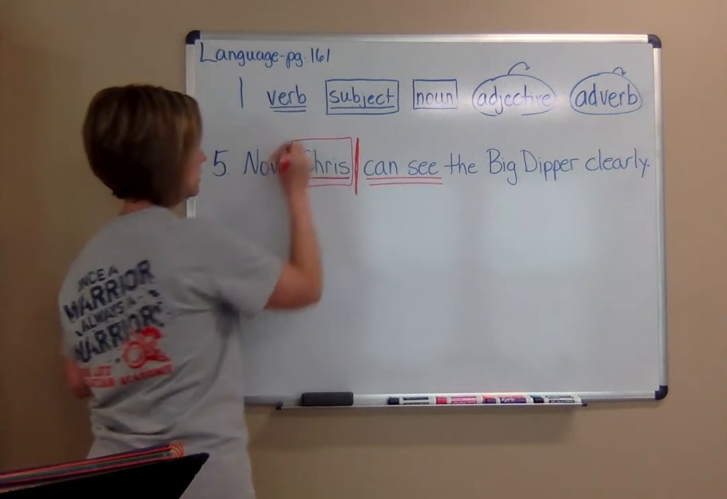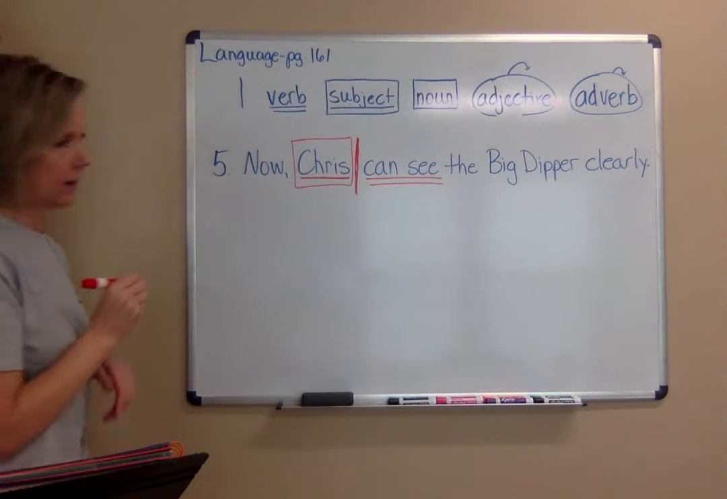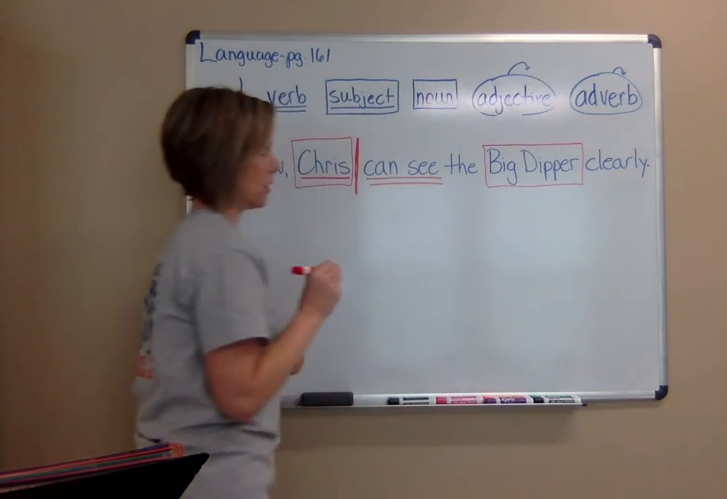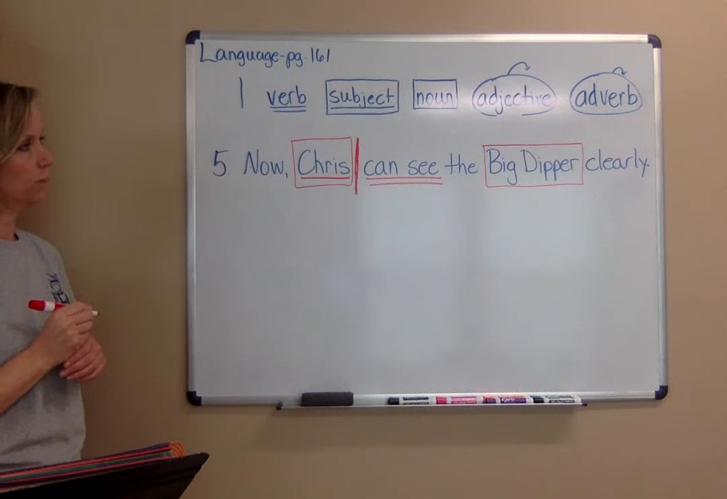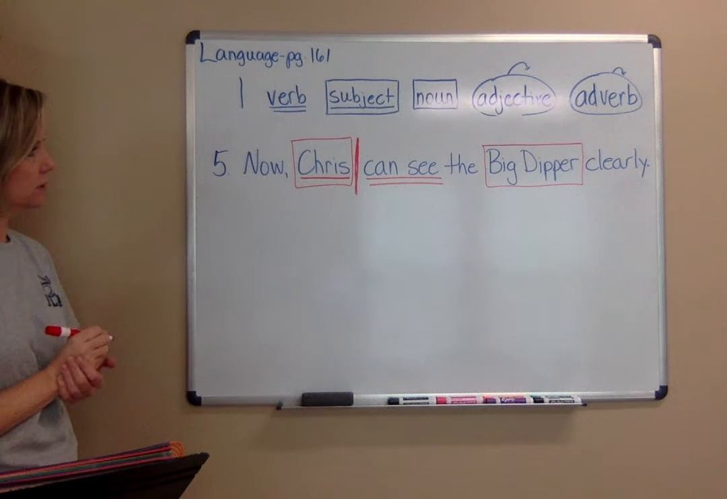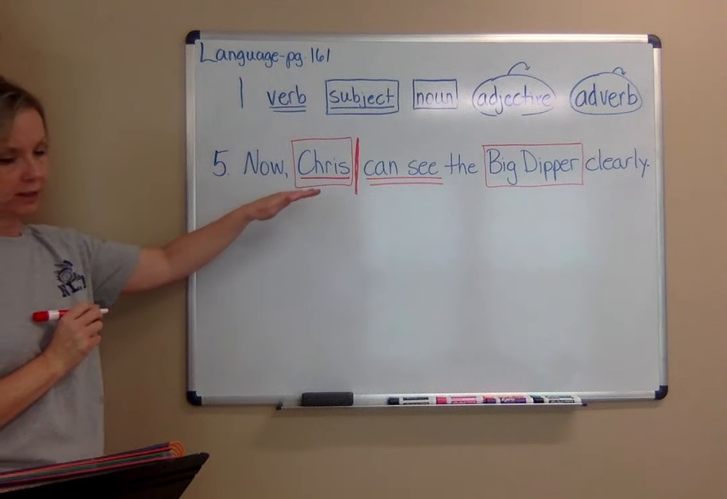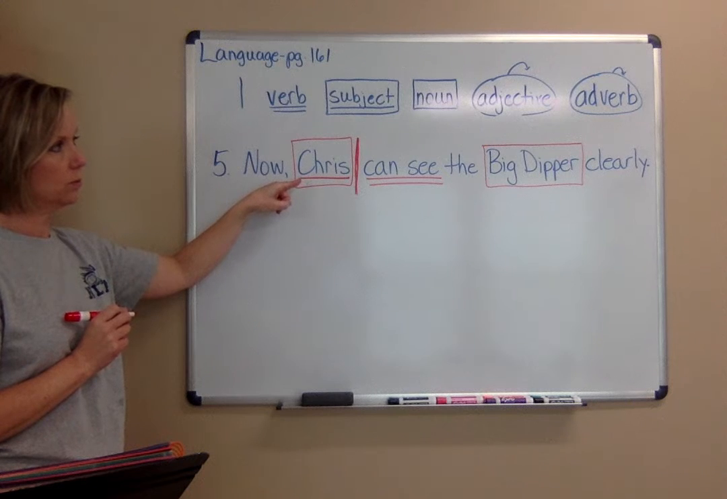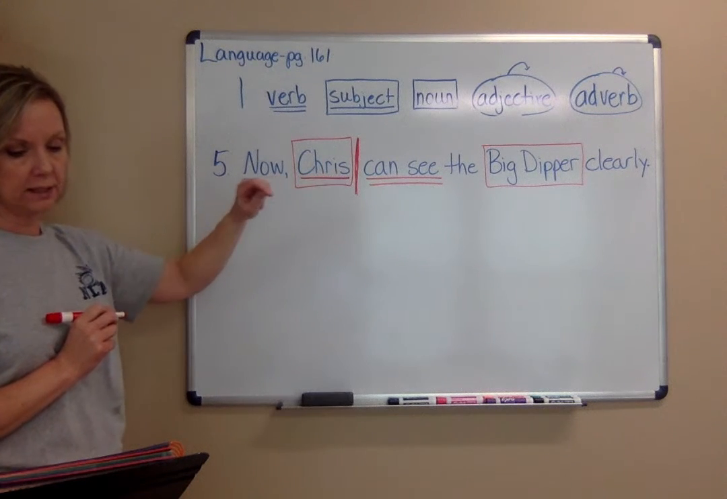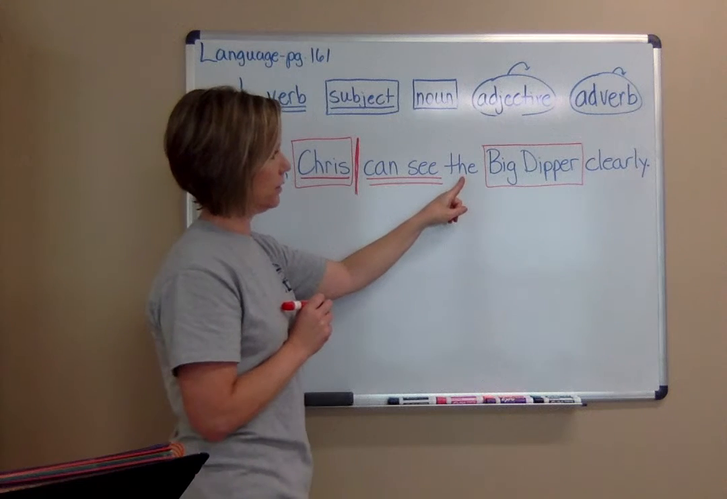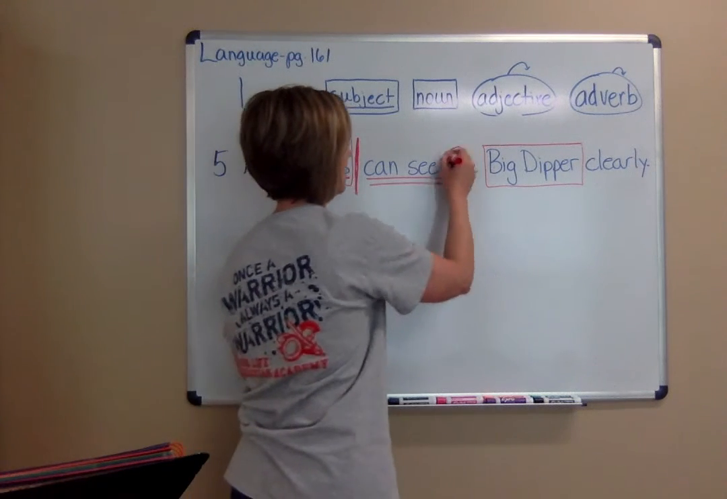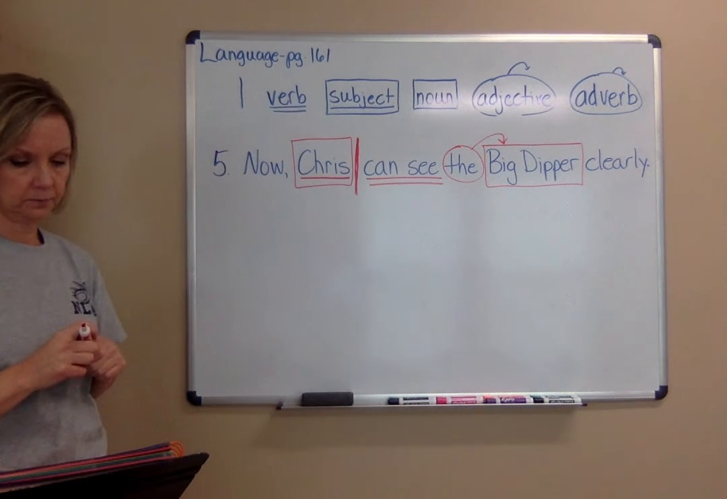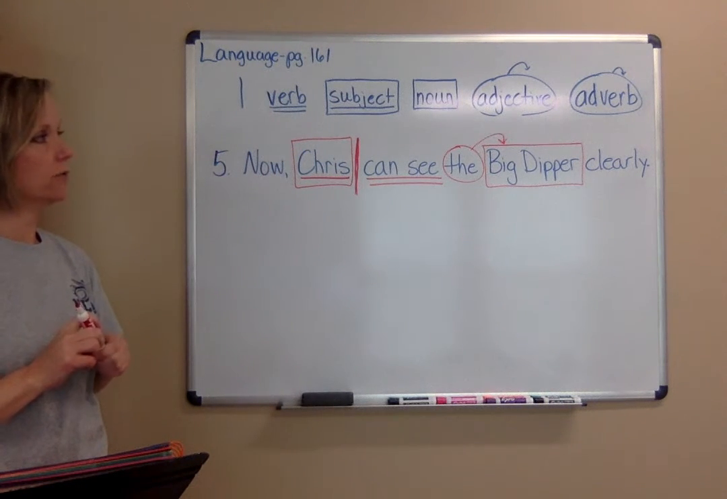Chris and Big Dipper. Those are our only nouns. Now let's go through and pick up our adjectives. Okay, we have Chris. Is now describing Chris? No. So let's move to Big Dipper. Does the describe Big Dipper? Yes. Now let's look at our adverbs.